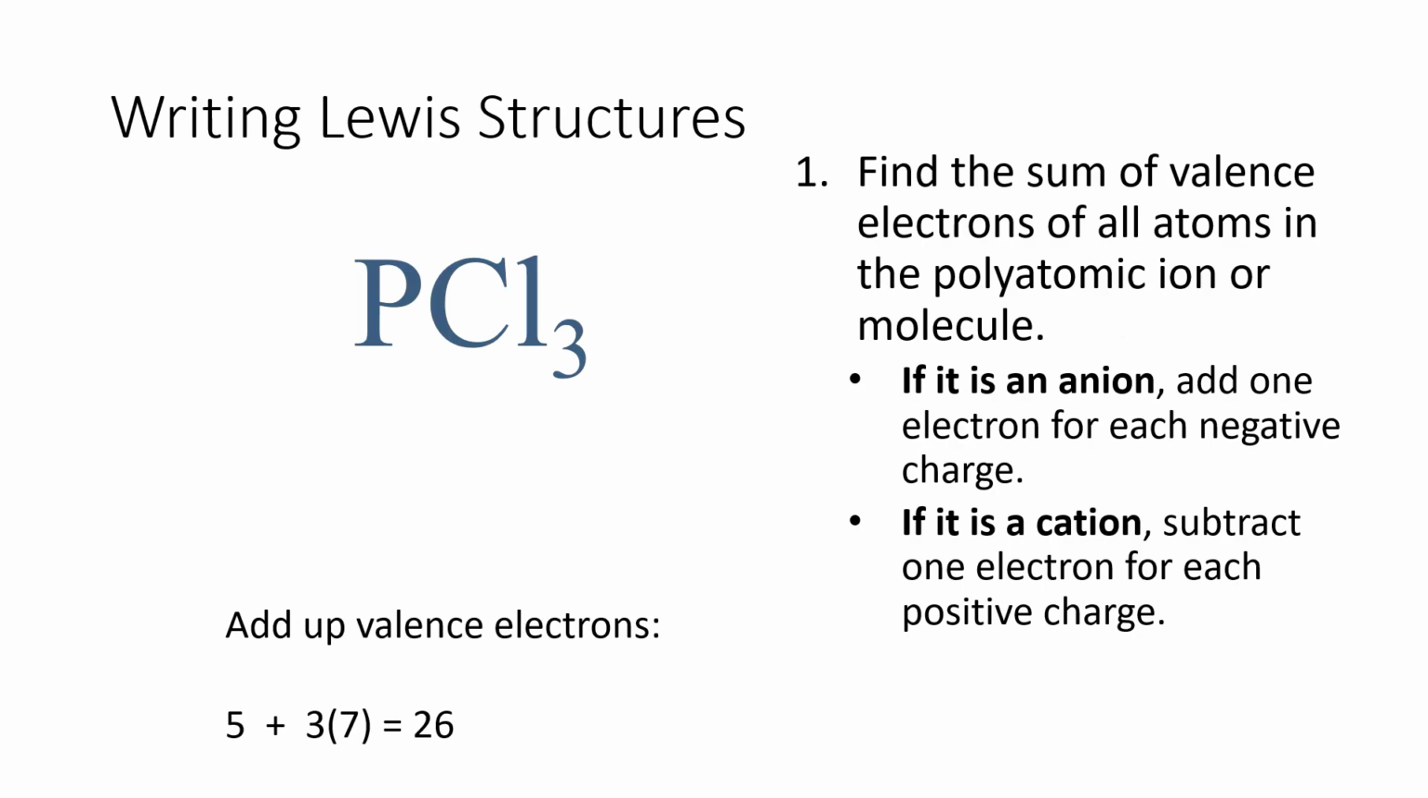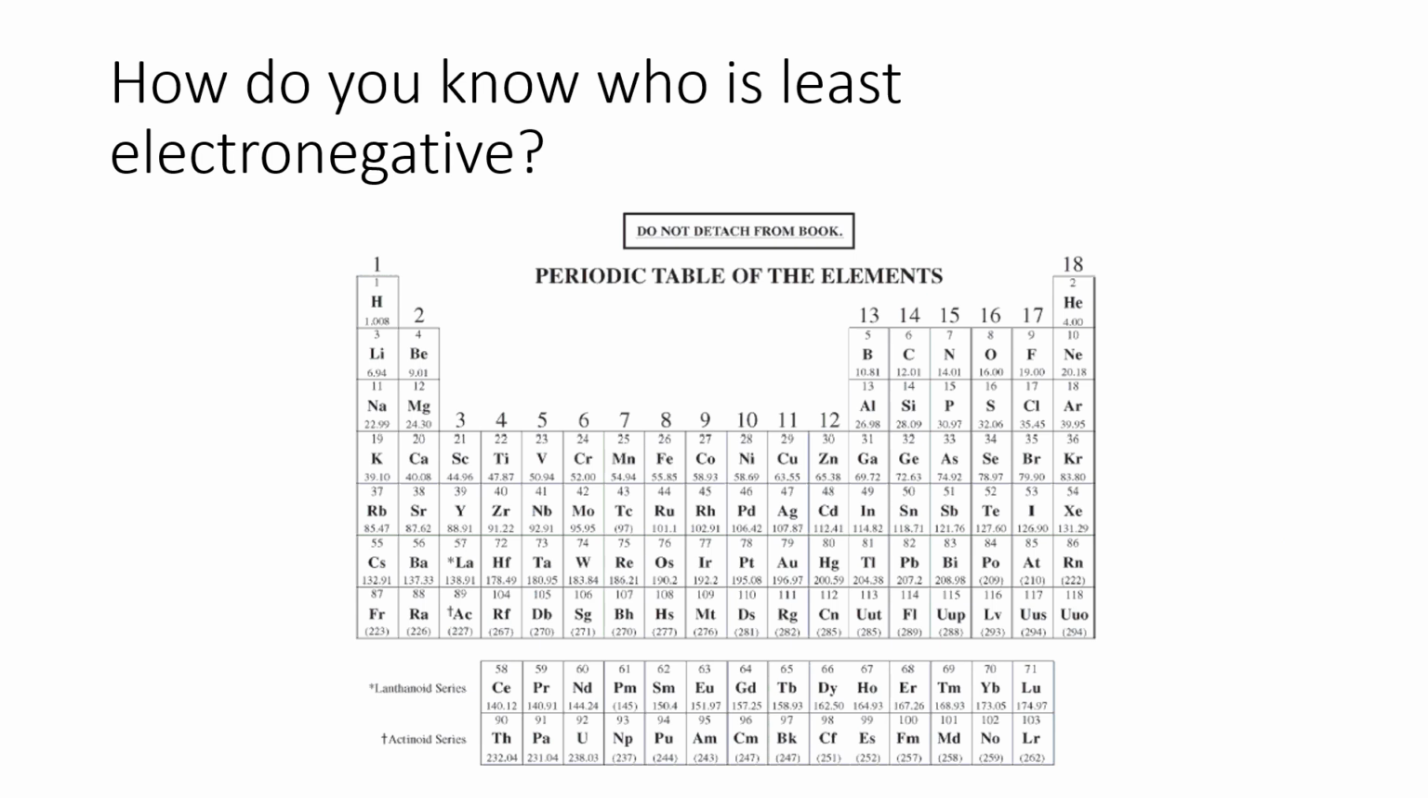So step one is find the sum of the valence electrons of all the atoms. So what you're going to do is you're going to look at your periodic table, and here I'll flip ahead. Here's your periodic table, and we're looking at PCl3 as the example. So you're going to look at phosphorus. You're going to say, okay, it's got 5 valence electrons. And then you're going to find chlorine. You're going to say it's got 7 valence electrons. And then you're going to say I've got 3 chlorines and 1 phosphorus.